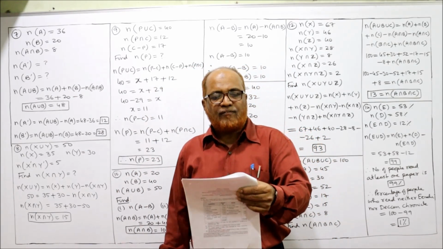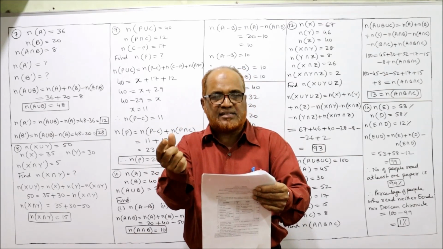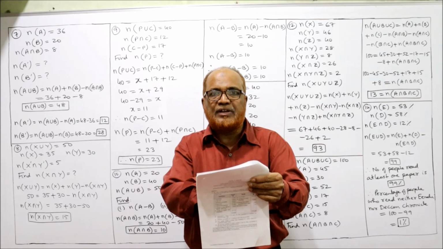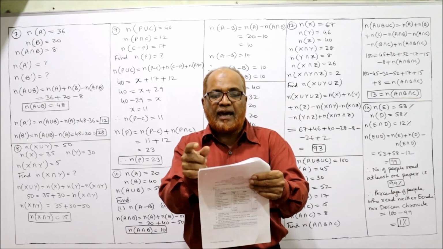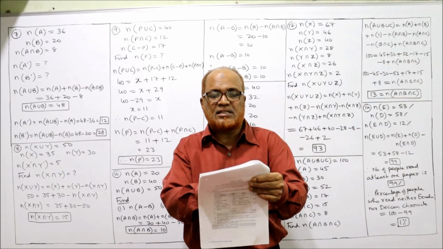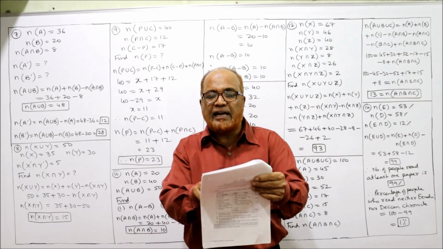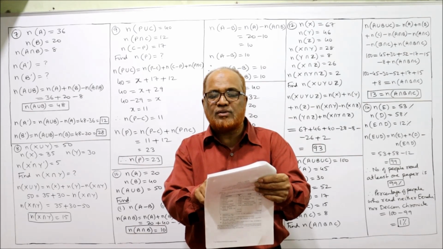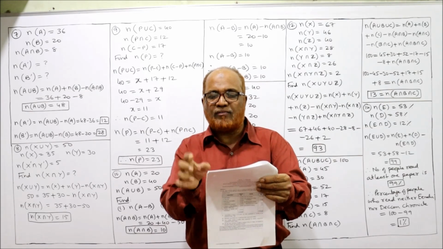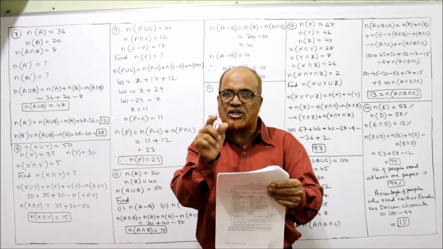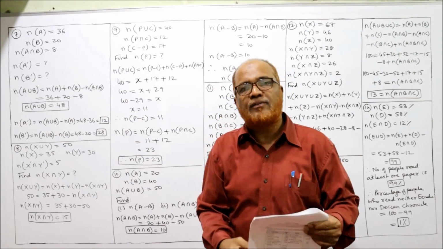Given n of X union Y. So 2 sets are there, X set and Y set. So union of those 2 sets 50. Number of elements in X union Y is 50. n of X, number of elements in X, 35. Number of elements in Y, 30. n of X complement intersection Y complement is 5. And find n of X intersection Y. So this number of elements in X intersection Y we have to find out.